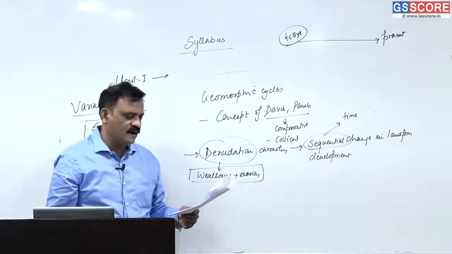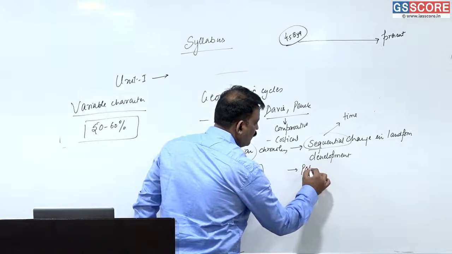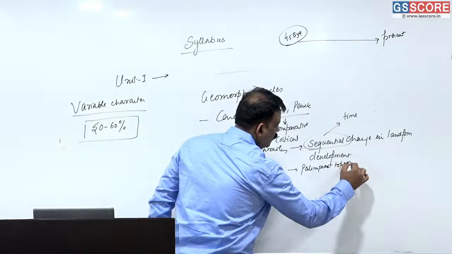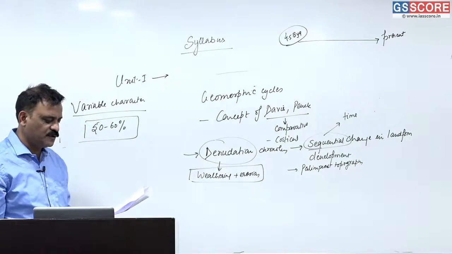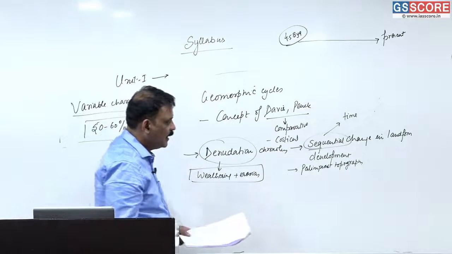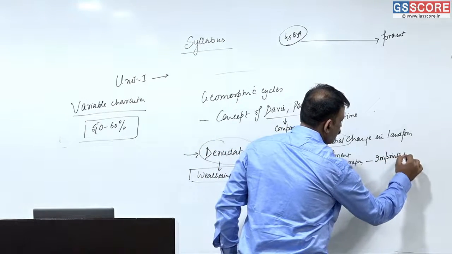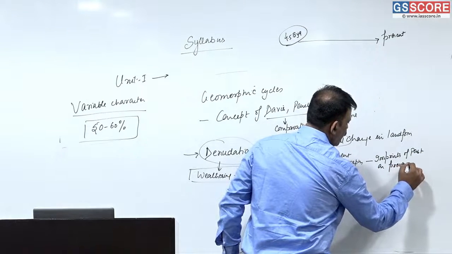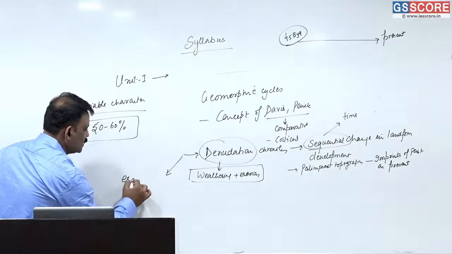So sequential change in the landform development, okay, and sometimes we use this word palimpsest topography in the context of denudation chronology. And palimpsest topography means imprints of past on present. Obviously in the context of denudation chronology you will be studying about the erosional surfaces also.